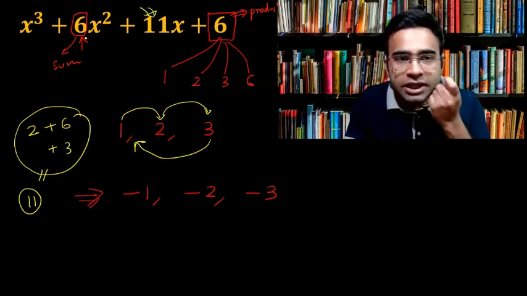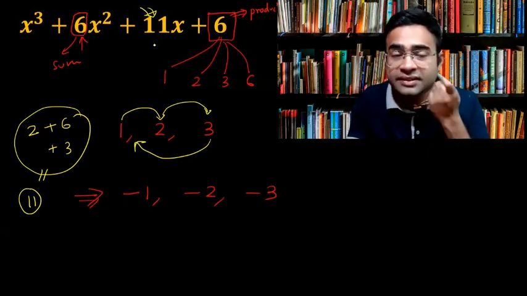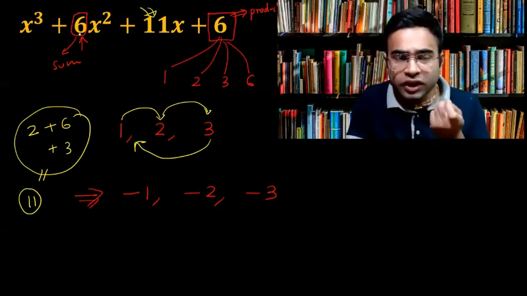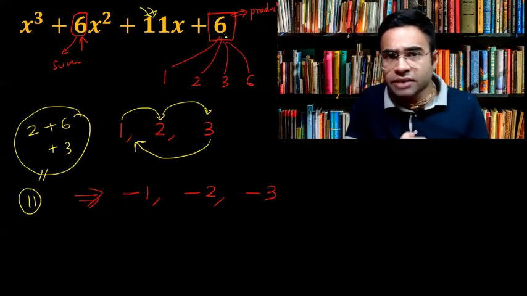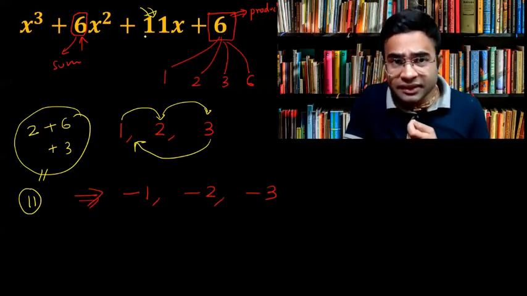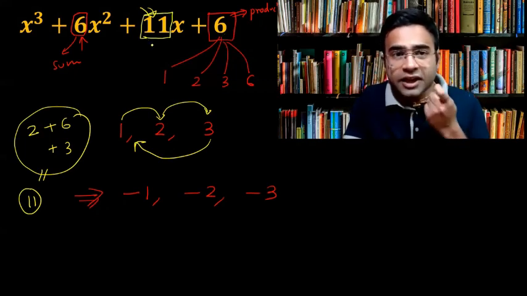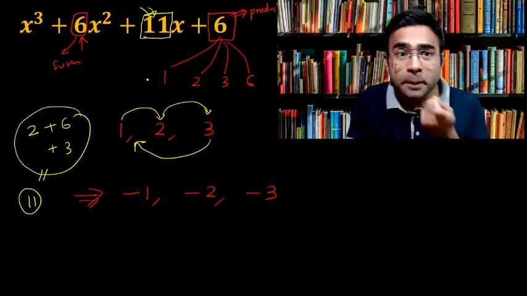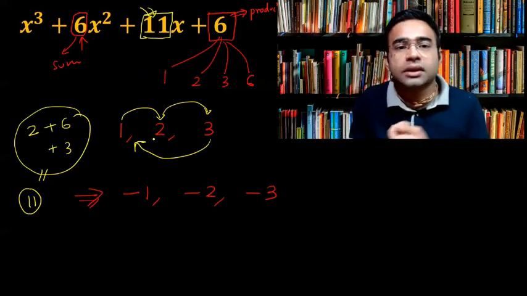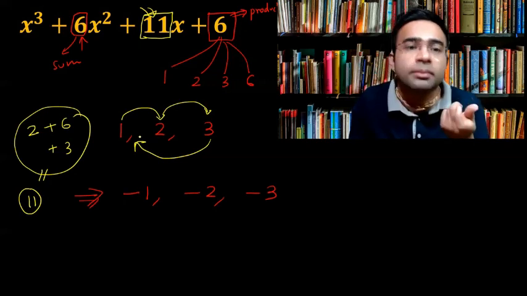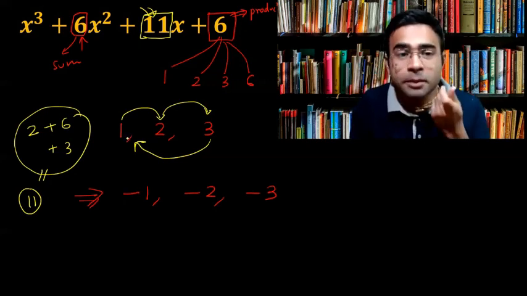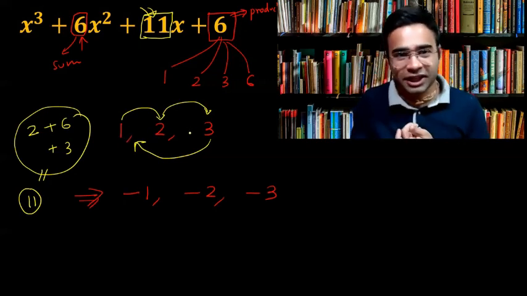So every term or coefficient that you see has a significance. The coefficient of x squared represents the sum. The constant term represents the product. And this 11, which is the coefficient of x, represents the sum of the product of the numbers taken 2 at a time.